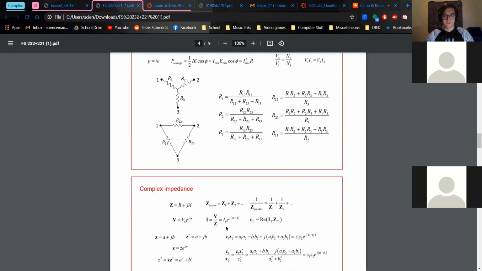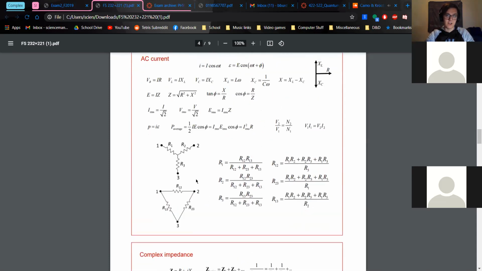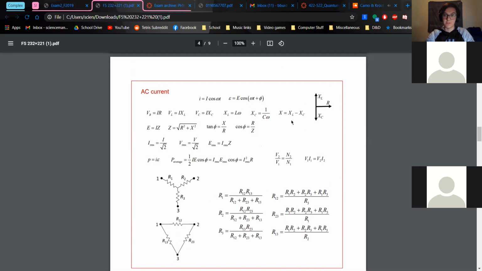Okay, so we haven't gotten to complex impedance yet. Yeah, so this is complex numbers, but most of what's happening here is encapsulated right here. I will say that. All right, that was a lot of information. I talked for like 35 minutes there. Does anyone have any questions before we get started on the actual exam?